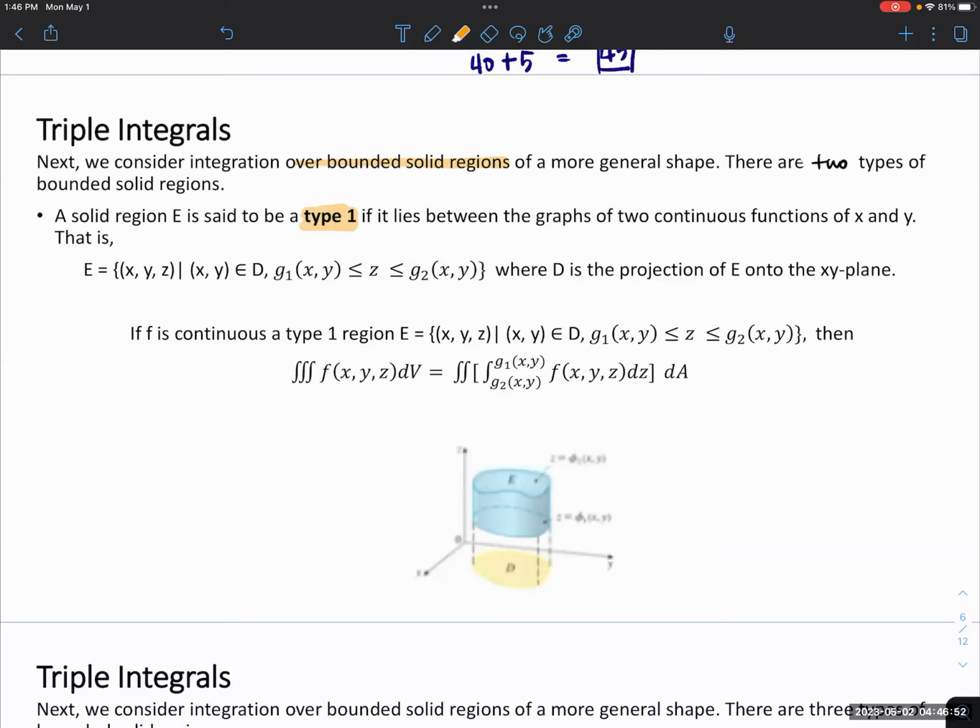A solid region E is said to be type 1 if it lies between the graphs of 2 continuous functions of x and y. If your region is between 2 continuous functions of x and y, that means you do not really care about the z, okay? So then you have to find the region E, x, y, z. The z is going to be between, above and below, 2 different functions. Sounds a little bit abstract.